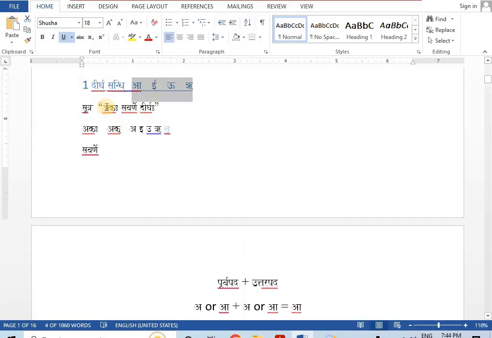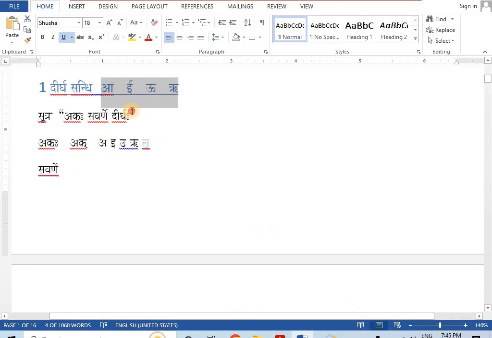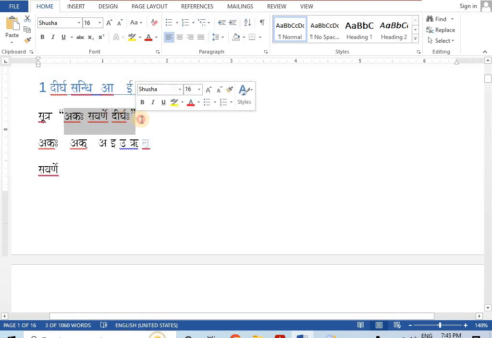Let me show you here. This is the sutra. Let me just zoom a little bit. Everyone, read here. What is the sutra? Akaha Savarne Dirgha. Akaha Savarne Dirgha. The meaning of this sutra, we'll understand.